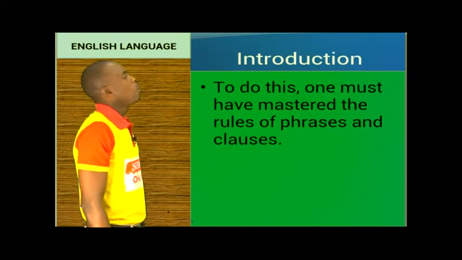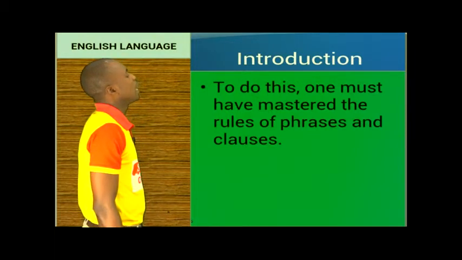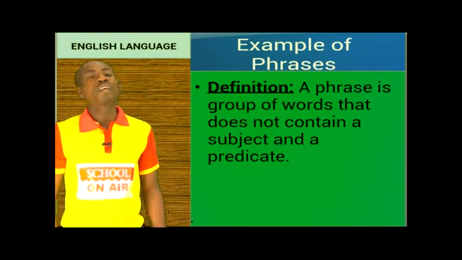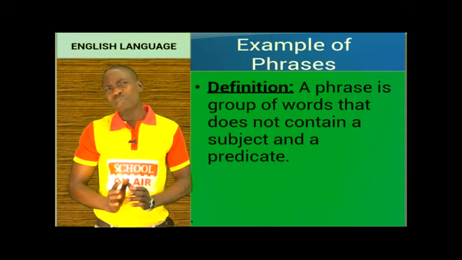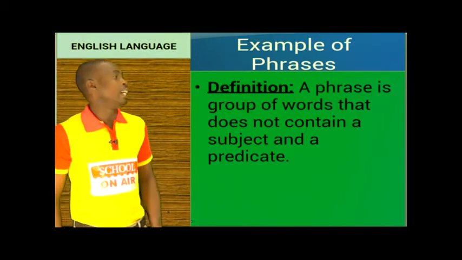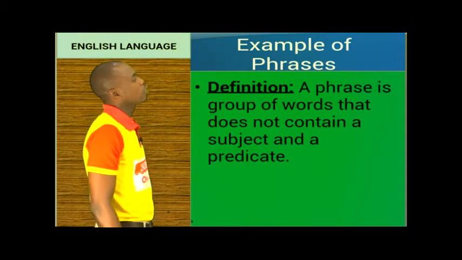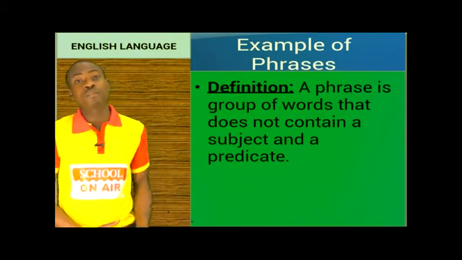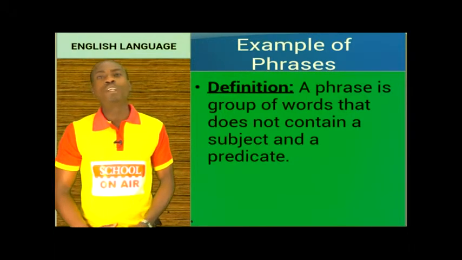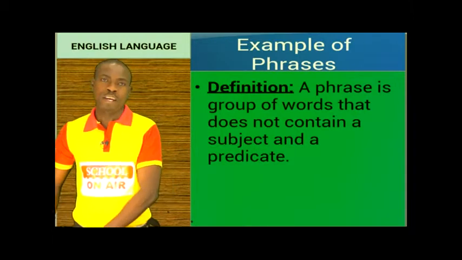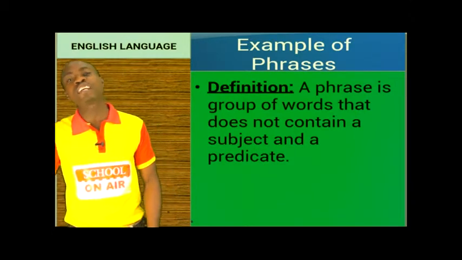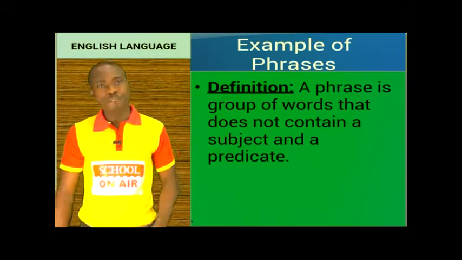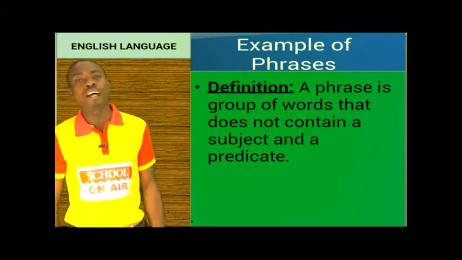To do this, one must have mastered the rules of phrases and clauses. Yes, it is very important to master the rules of phrases and clauses. A phrase has been defined as a group of words that does not contain a subject and a predicate. When we say a group of words does not contain a subject and a predicate, we want to believe that the predicate contains the verb. It's the part of a sentence that contains the verb. And if there is no finite verb, per se, in any given structure, that structure is referred to as a phrase.